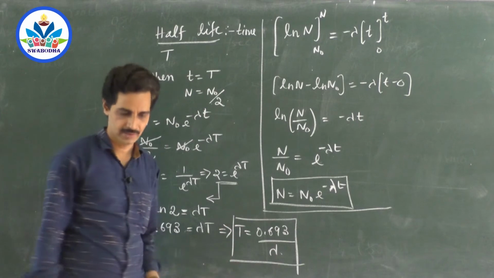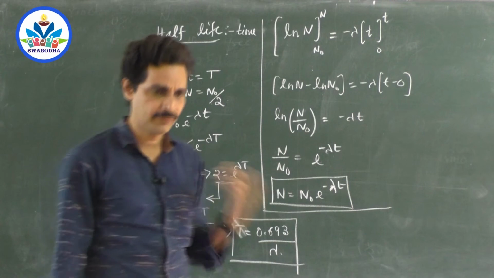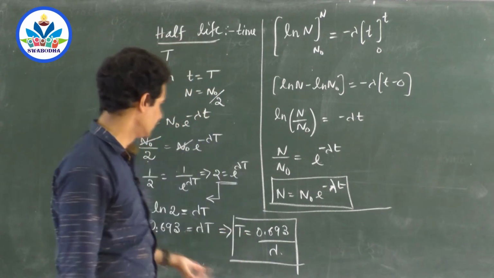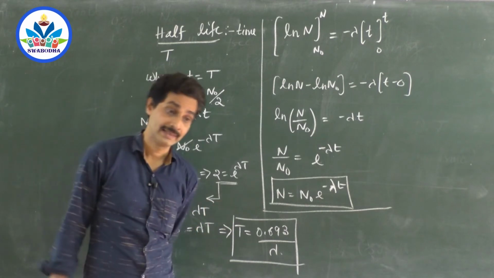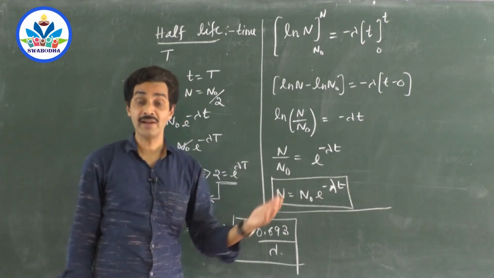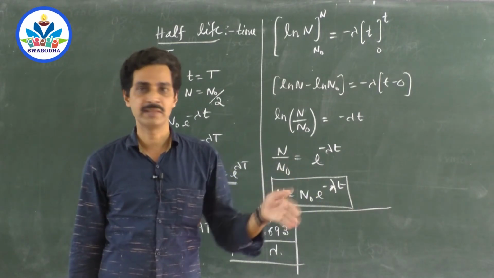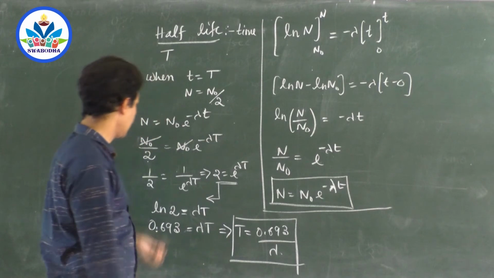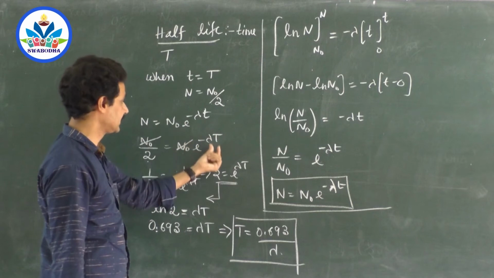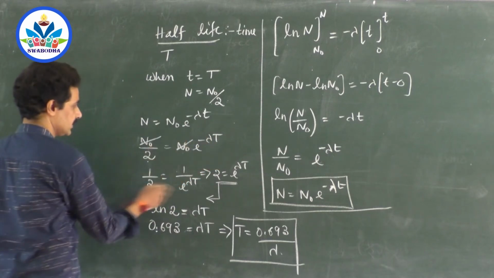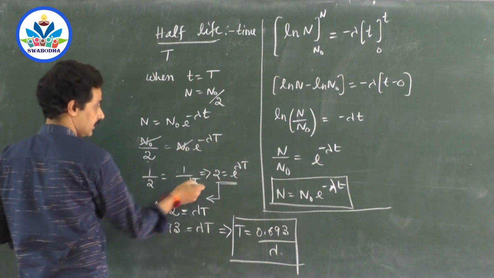Very important relation. Suppose you are asked to obtain the relation between half-life and decay constant. Then you can do it like this. Half-life, define half-life first of all. It is the time in which the number of atoms reduces to half of the starting value, initial value, or maximum value. So N should become N naught by 2. Then you have to replace this t as capital T. So 1 by 2 is e to the power minus lambda T, and bringing this downwards into the denominator, e to the power plus.